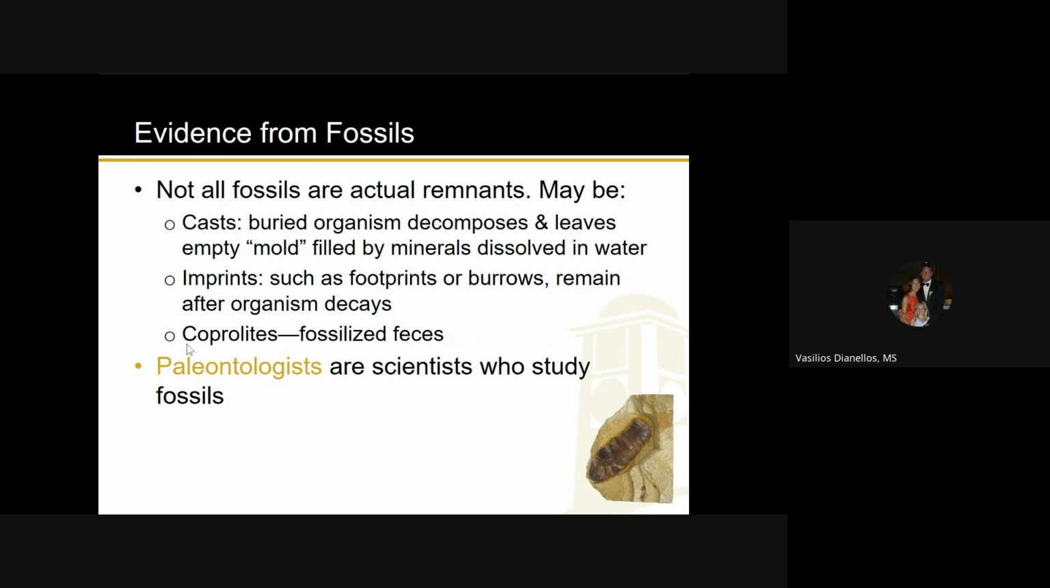I think when most people think of fossils, they usually think of the bones, like you'll see dinosaur skeletons in a museum, but not all fossils are bones. Some of them might be casts, which is when a buried organism decomposes and leaves an empty mold filled by minerals that were dissolved in water. Sometimes fossils can be imprints, such as footprints or burrows or remains of organisms after they've decayed. And then there's also basically fossilized poop, coprolites. As far as the exam is concerned, this is probably the first important slide because I might ask you questions to differentiate between the different types of fossils.